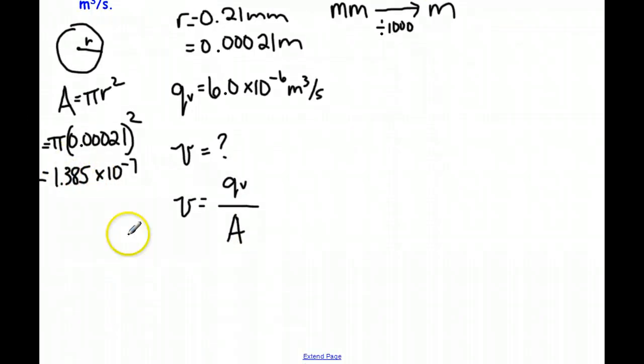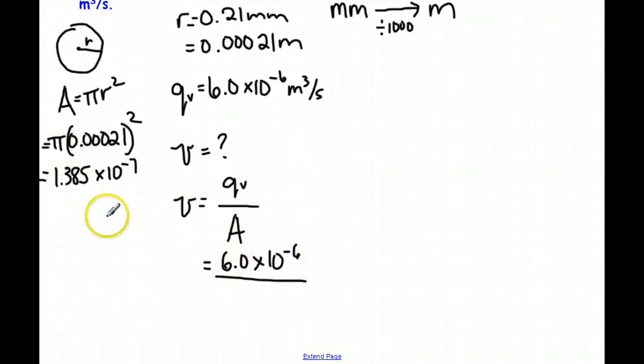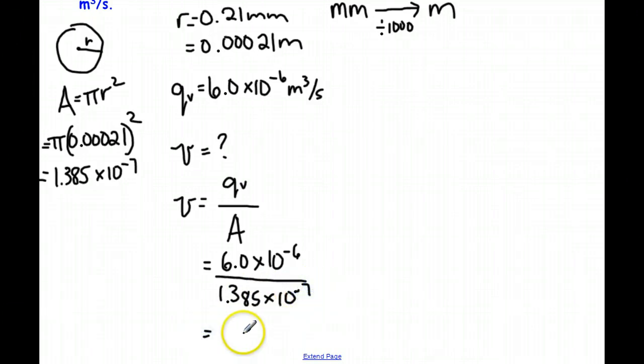So that's what goes here. So our volume flow rate is 6.0 times 10 to the negative 6 divided by our area, which we just found, 1.385 times 10 to the negative 7. And our final answer, when we put that into our calculator, is 43 meters per second. That's how fast the water's traveling.